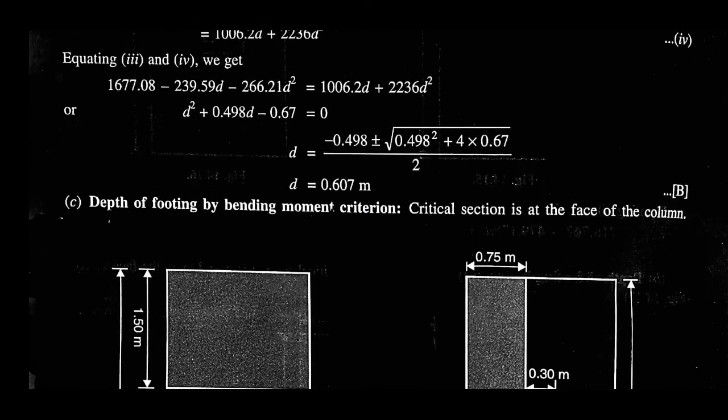Depth of footing by bending moment criterion. This is the next step. So as by two-way shear, we checked that the value of d is 0.607 meter, that means 607 mm. Okay, so the next step is depth of footing by bending moment criterion.